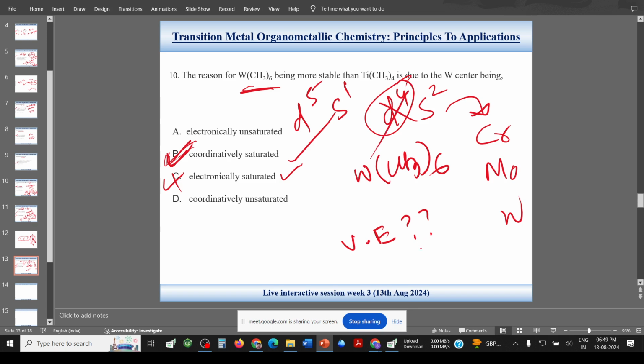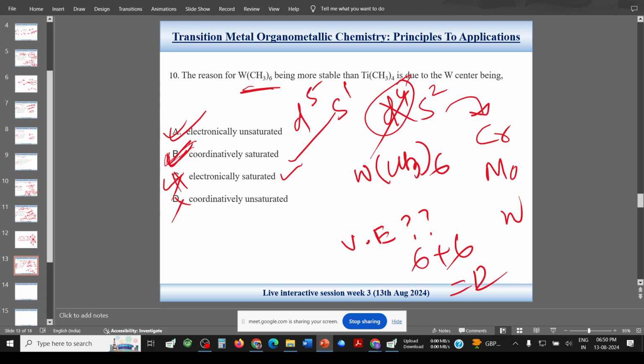So tungsten has 6 electrons, plus the methyls have 6 electrons. Total electrons will be 12. So is this electronically saturated? No, sir. Without the valence electron calculation, how can you say it is not electronically saturated? So this is electronically unsaturated. So option A will be the correct answer, not option C. Okay, you got the point, right?